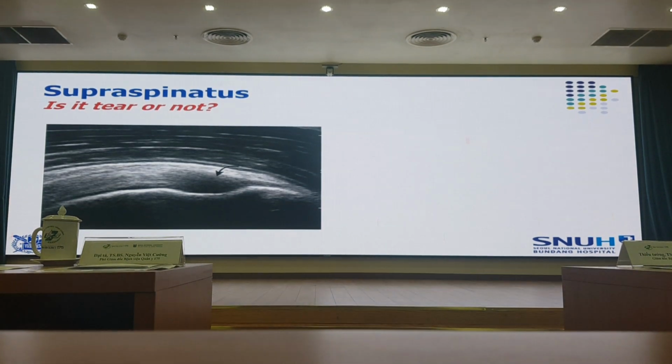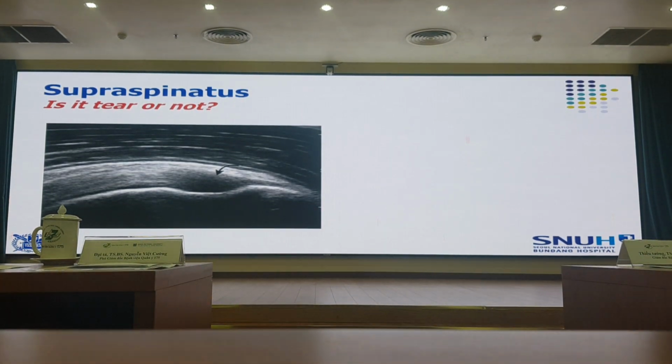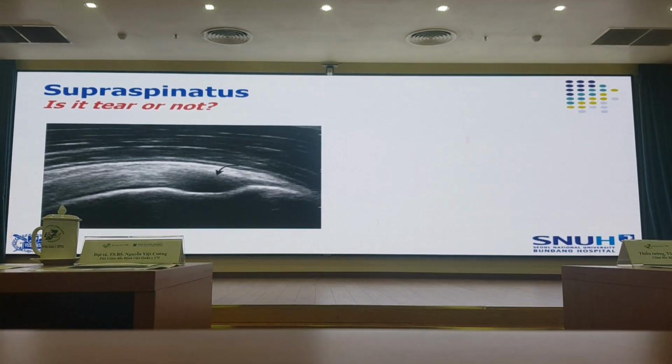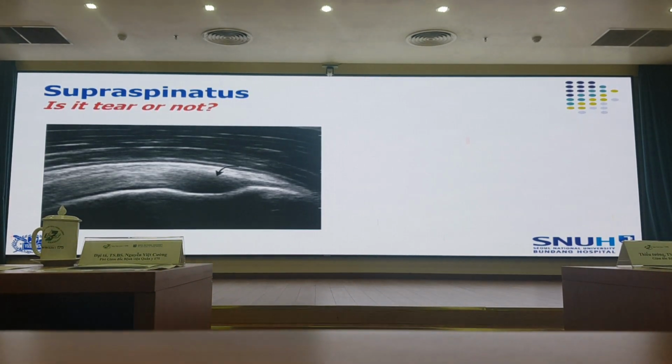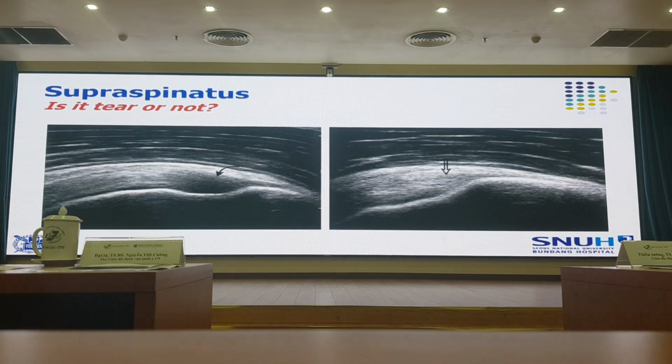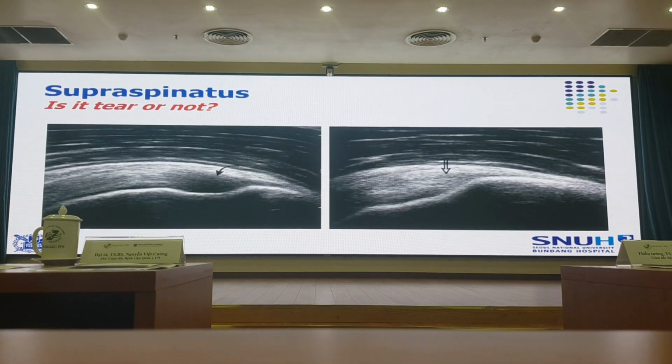But when you suspect a supraspinatus tear, we always check for the possibility of an ultrasound artifact, because it looks like a tear. It causes a hypoechoic region inside, but it is not a real tear. It is called anisotropy.